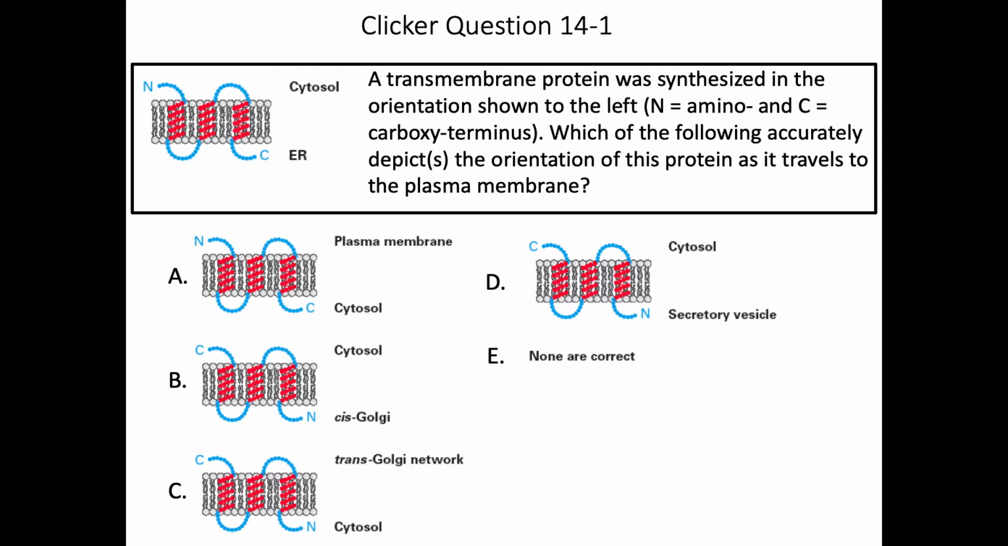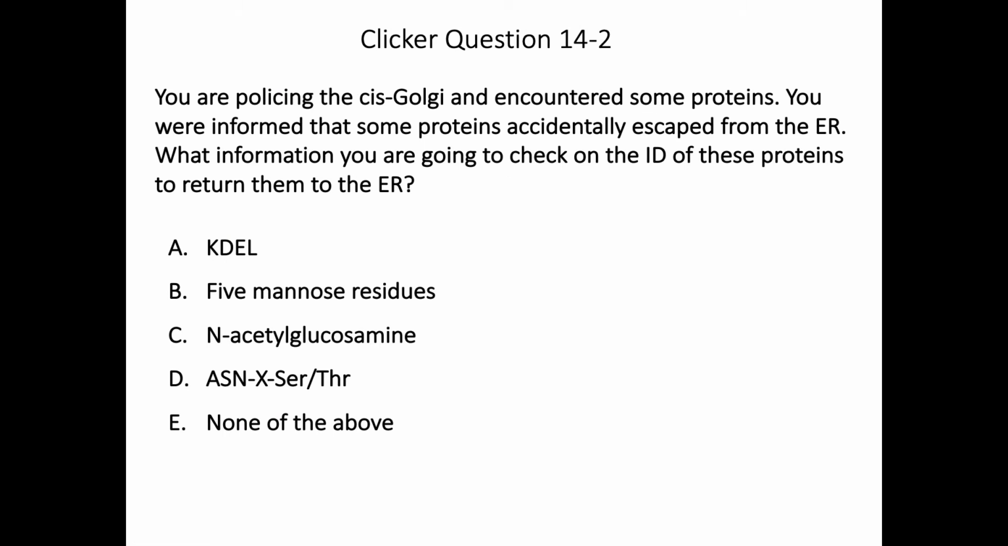Let's do the second one. You're policing the cis Golgi and encounter some proteins. You were informed that some proteins accidentally escaped the ER. What information are you going to check on the ID of these proteins to return them to the ER? This is an easy question. This is just a recap.